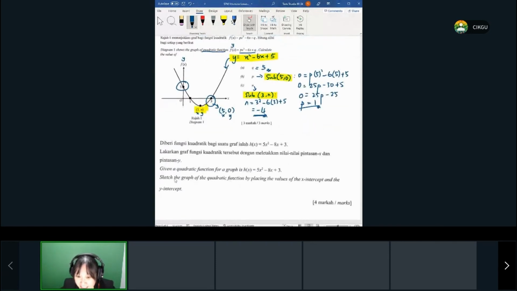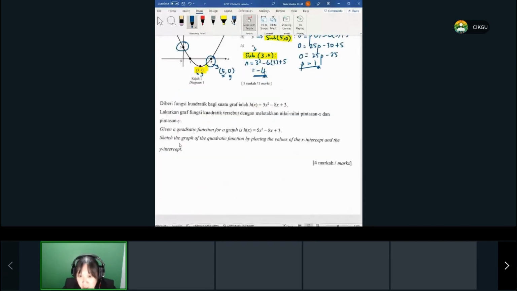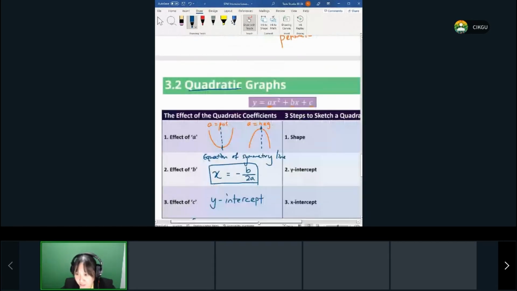Sketch. This one they ask you to sketch. Okay, come, let's go. One last question. So, how do you sketch a quadratic graph? Same thing. Let me summarize here.